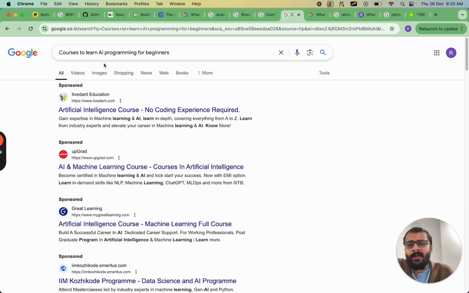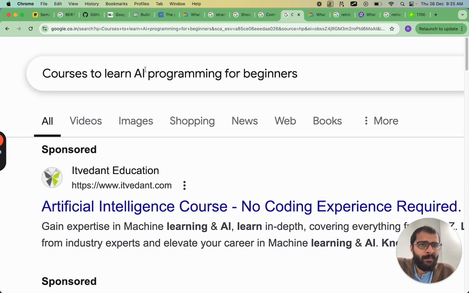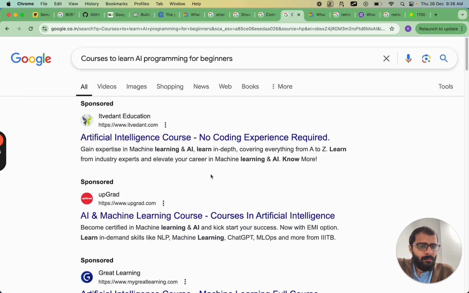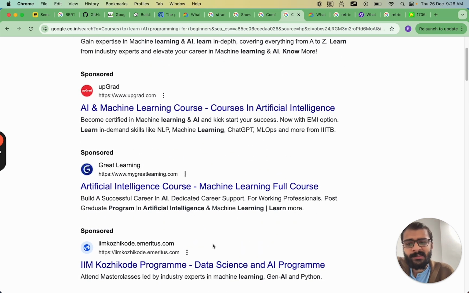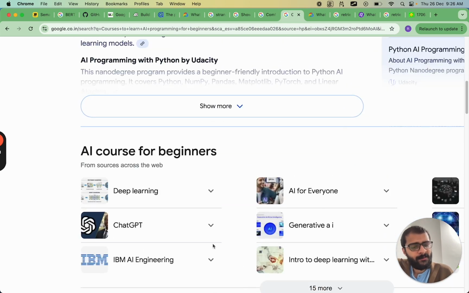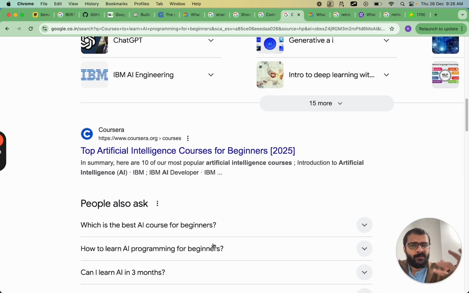Another example could be, let's say you want to search for courses to learn AI programming for beginners. I don't want keyword search, otherwise that will just give me courses about programming. I want courses which teach me AI through a coding perspective. So I want Google search to understand the meaning behind what I'm trying to say and give me results accordingly. And that's what it actually does. This is the difference between semantic search and traditional search.